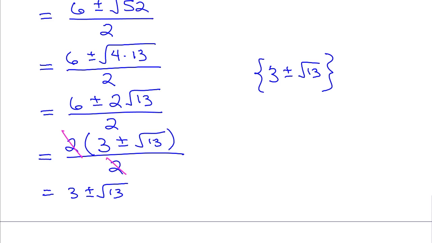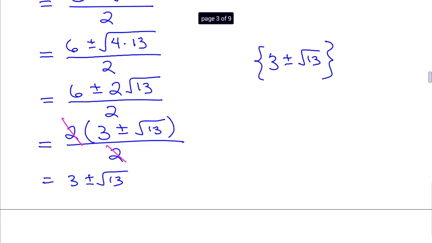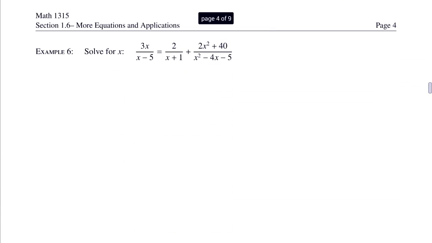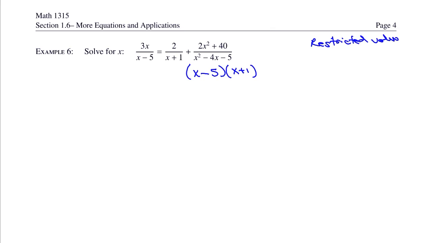Let's look at example 6 on the next page. Again, we have a rational equation, so we need to compute the restricted values. I'm going to factor this denominator here. The factors are x minus 5 and x plus 1. If we set each of those denominator factors equal to 0 and solve, we get x equals 5 and x equals negative 1.